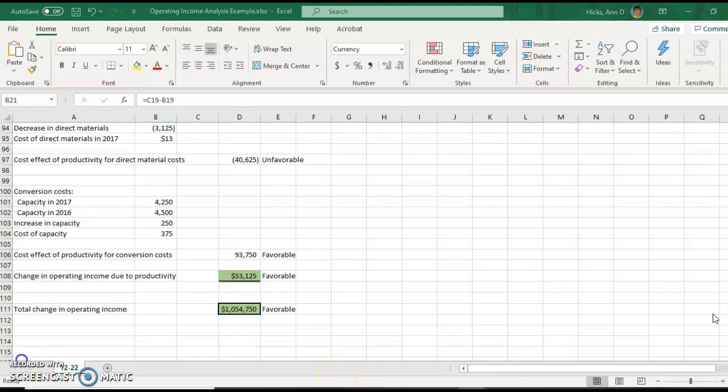Which means that overall, Gianni's product differentiation strategy is working. All three components were favorable, which means Gianni was able to increase the price, reduce the cost, still increase sales, and their productivity increased. So overall, Gianni should feel quite satisfied that the strategy they're using is being successful.